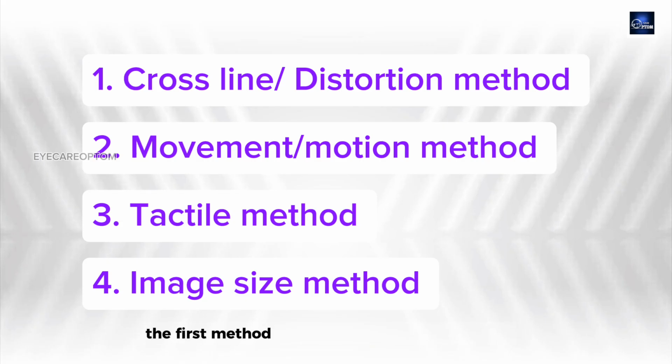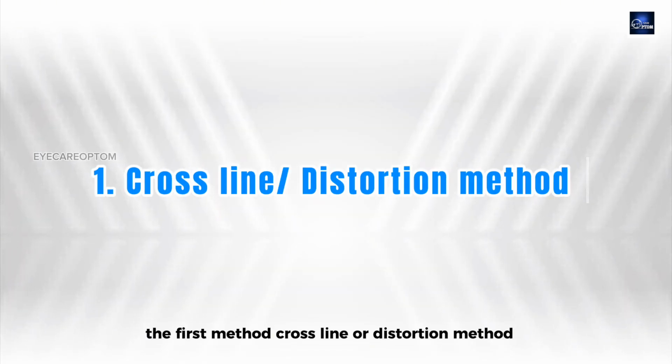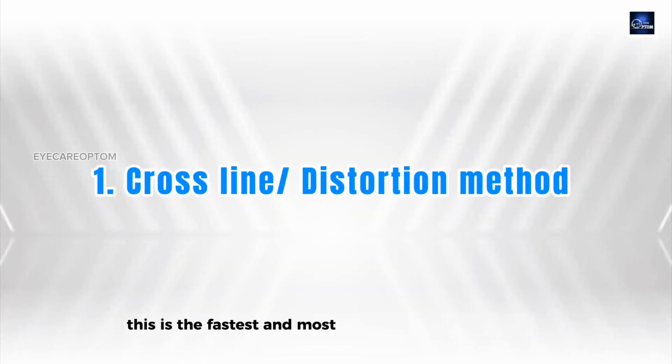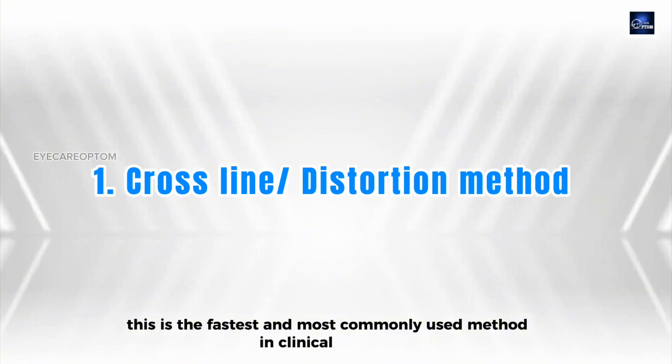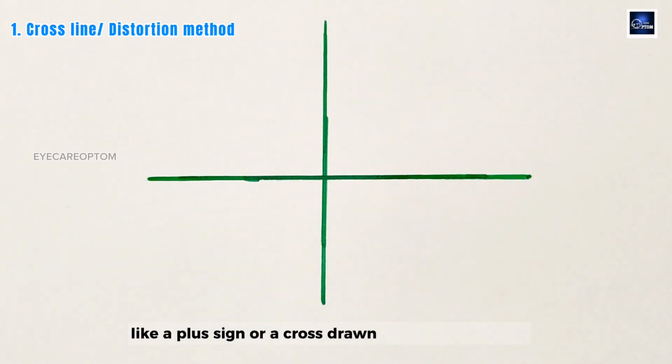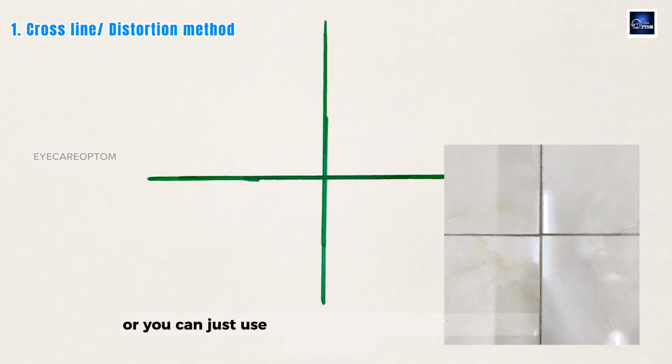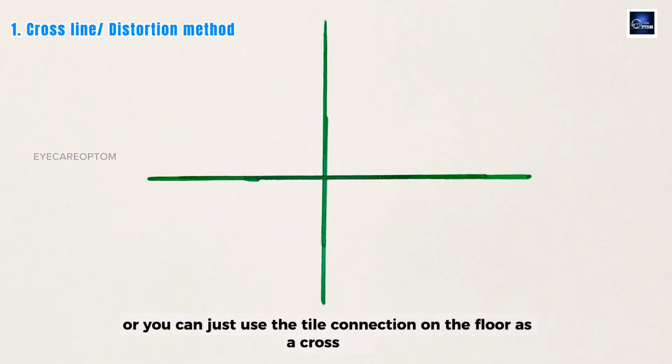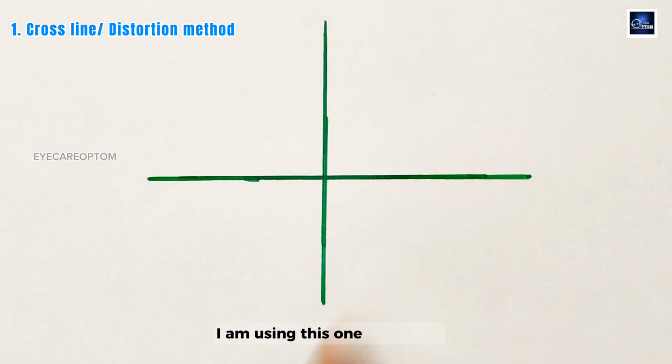The first method, cross-line or distortion method. This is the fastest and most commonly used method in clinical practice. You need a simple target like a plus sign or a cross drawn on a piece of paper, or you can just use the tile connection on the floor as a cross line. I am using this one right here.